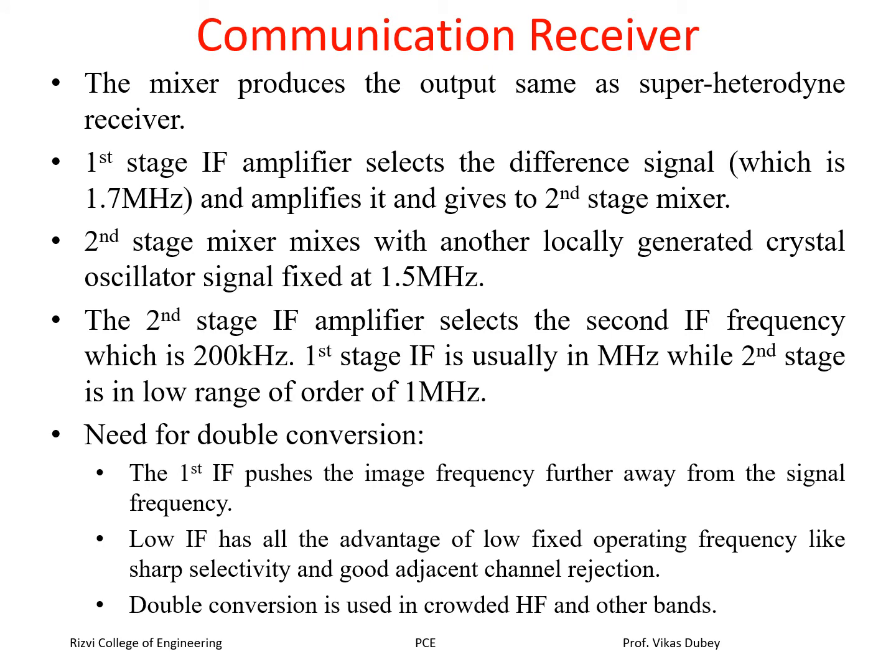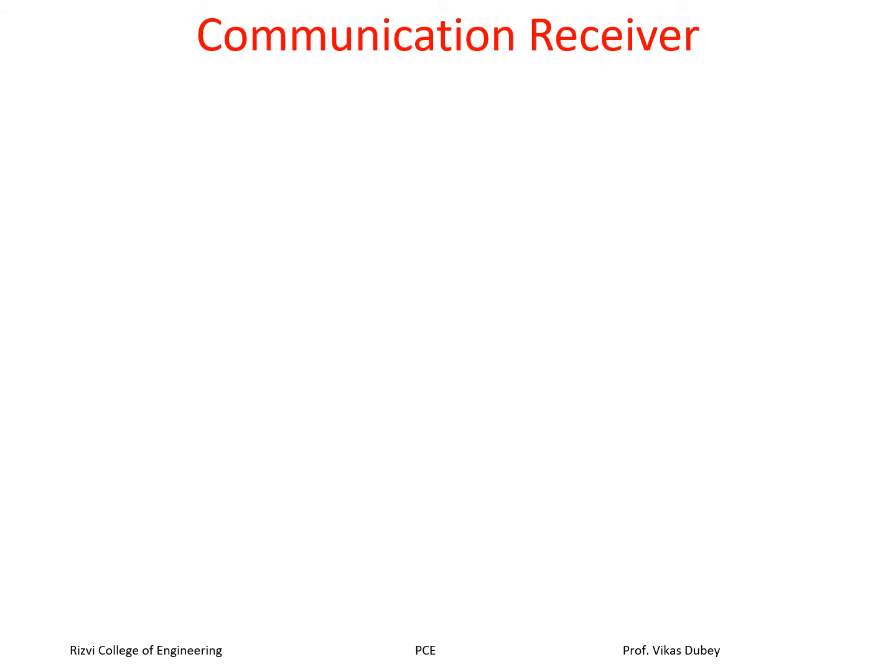Double conversion is also used in crowded high frequency bands. That means when the high frequency bands are very crowded, the signals are very close to each other in the spectrum. In that case double conversion is more beneficial, because during transmission we can use high frequency, but in the second stage we can convert that into low frequency, so that the advantages of low frequency can be used. So this is the reason we go for double conversion.